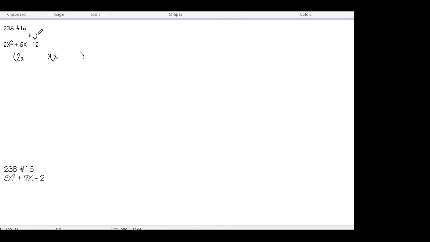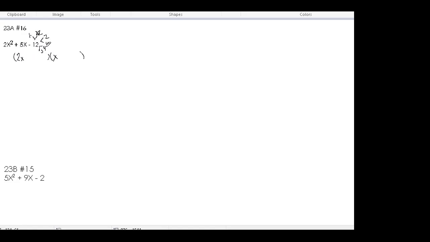It could be 1 and 12, or 2 and 6, or 3 and 4. And these can be paired up either with the 1 or with the 2. And then one of them has to be negative, and one has to be positive. So this last term tells us that if it's negative, one of these has to be negative and one has to be positive. Usually the 1 and 12, unless this was a big number, we're not going to be looking at. So we're going to move to the 2 and the 6.